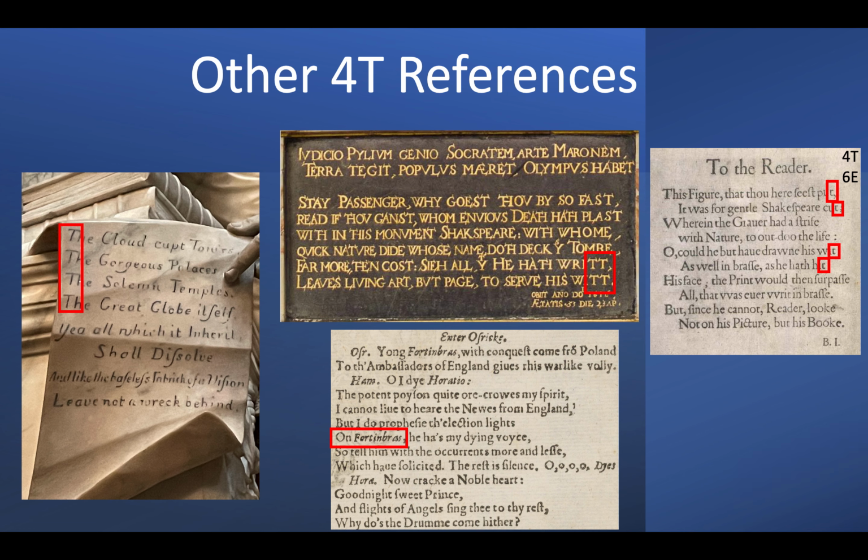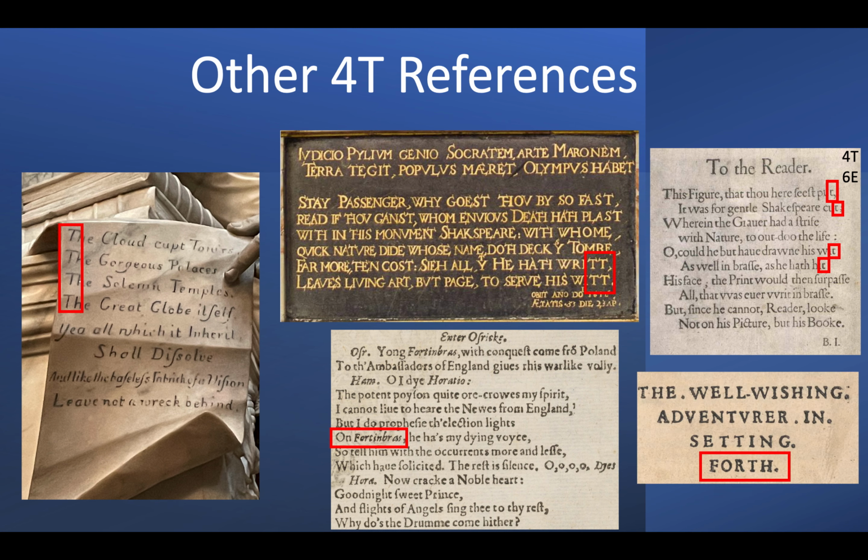After Hamlet, in Ben Jonson's dedication, you have 4T, and you've also got 6 E's, 6 important, as we shall see later. And in the dedication to the sonnets, the last word is 4th or 4T. But as we've seen again in previous videos, our eta, our H, actually is an E. That's where it comes from in Greek. Eta is a long E, so we actually have 40. Adventure in setting 40. It's great.